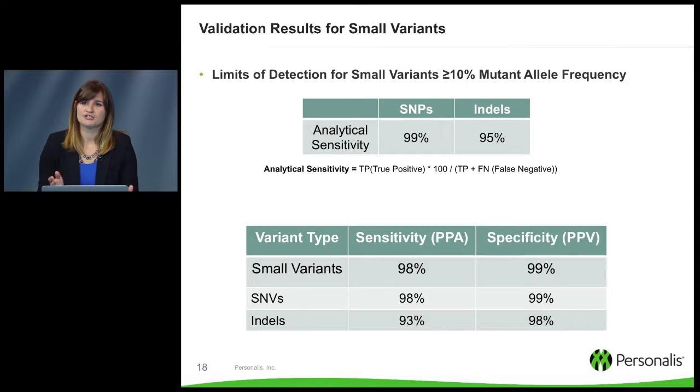So we implemented the validation strategy I just laid out and ascertained the following validation numbers for our ACE exome. Overall analytical sensitivity was 99% for SNVs and 95% for indels. For our limits of detection, when we look at all small variants present at a mutant allele frequency at or greater than 10%, we have a PPA of 98% and a PPV of 99%. If we further break these out by variant type, for SNPs we have a 98% PPA and a 99% PPV, and for indels we have a 93% PPA at a 98% PPV, again for variants at MAF greater than or equal to 10%.